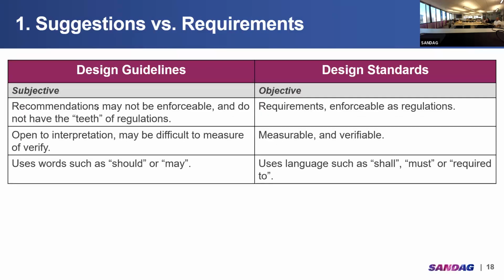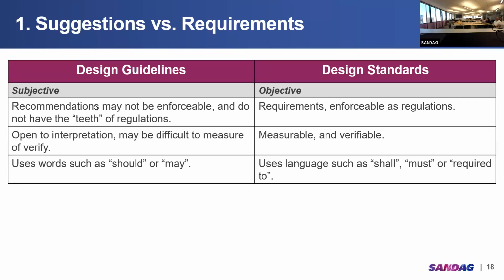All right, and then in terms of simple language and clear language, it's good to go back to the differences between suggestions and requirements, and really what makes design standards different from design guidelines. Design guidelines by their nature are subjective. They are recommendations. They're not necessarily enforceable, and they really don't have the teeth of regulations. They're open to interpretation, as we've discussed, and they're difficult to really measure or verify.